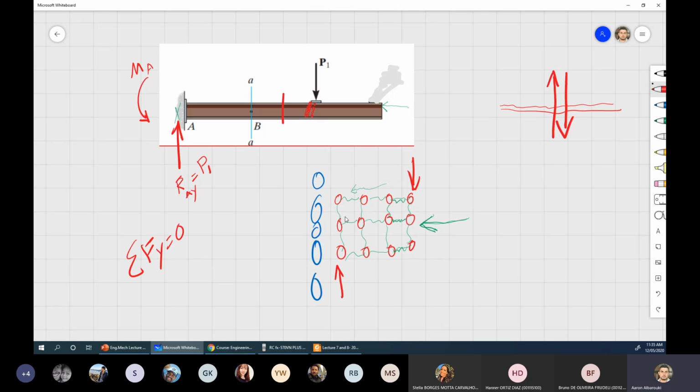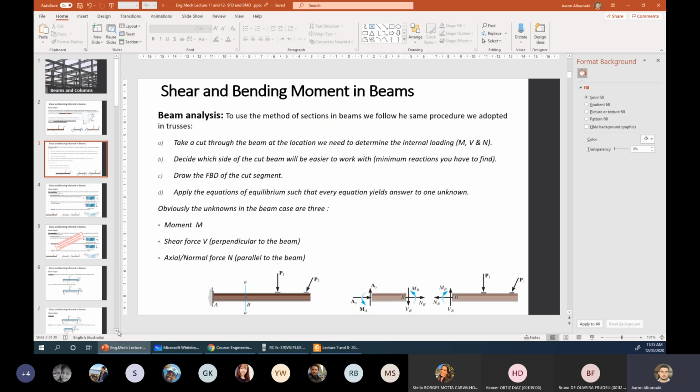I'll give you an example of these types of forces and the transition between them. Where is that? I think, just one second, please.